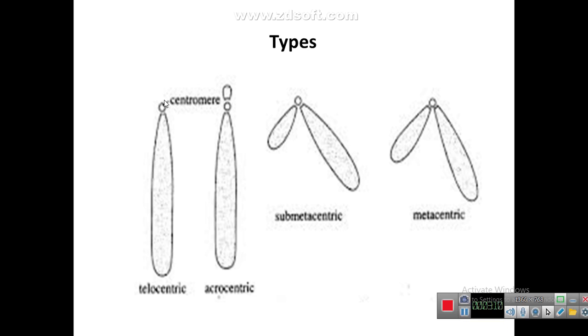First is the telocentric, centromere at the proximal end; acrocentric, centromere between two chromatids, one arm is very short, the other is long. Submetacentric, centromere between two chromatids, two arms are of unequal length. Metacentric, centromere is in between the two chromatids, two arms are of almost equal length.